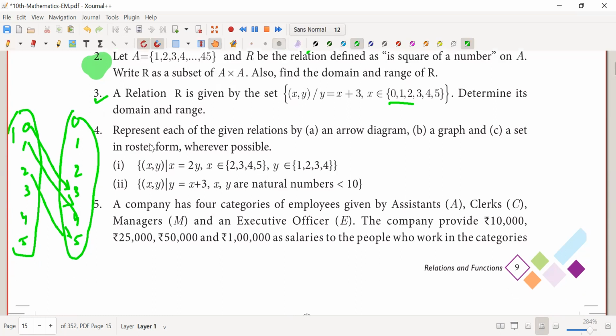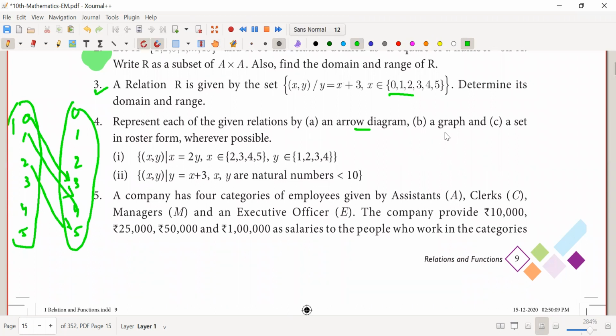Right? Okay. Represent by arrow diagram, a graph, a set in roster form, wherever possible. Elements 2, 3, 4, 5, given by x equal to 2y. Relation is x equal to 2y. Okay. If I substitute 2, into 2, 4. Yeah, I have. If I substitute 3, it would become 6. It's not there. Only one is getting related.